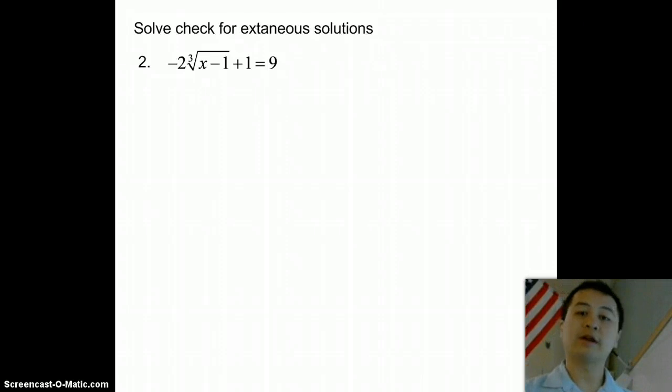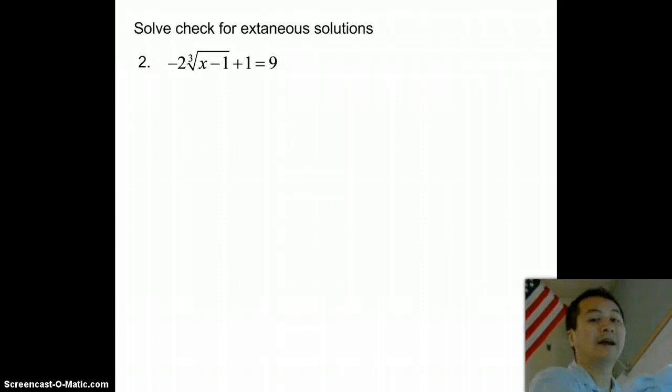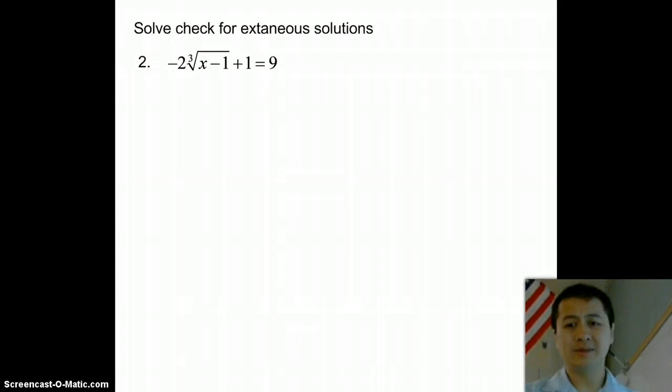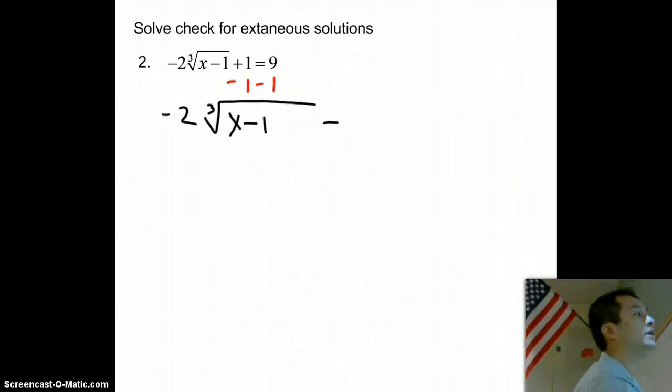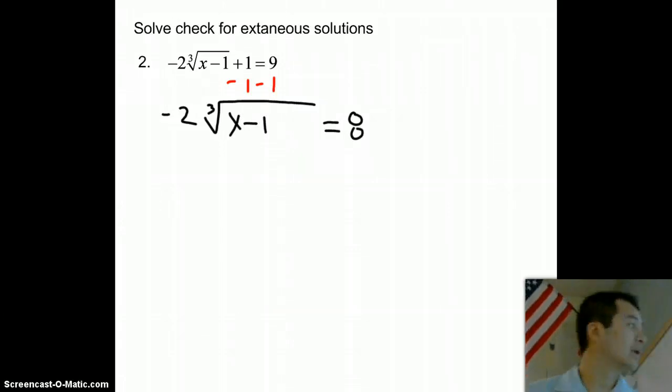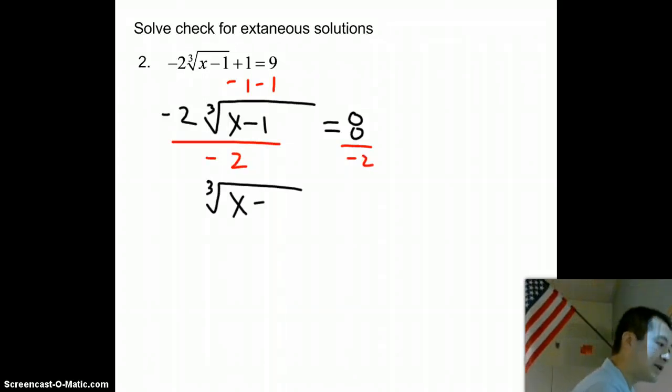Solve for this. Check for extraneous solutions. Let's go through one at a time. What do you do first? Go with the simplest one. You could divide by 2, but make sure you divide everything, or you subtract 1. To me, subtracting 1 is a lot easier. Subtract 1, subtract 1. I got a negative 2 cube root of x minus 1 equals 8. Now what do I do? Divide by negative 2, divide by negative 2. I got a cube root of x minus 1 equals negative 4.